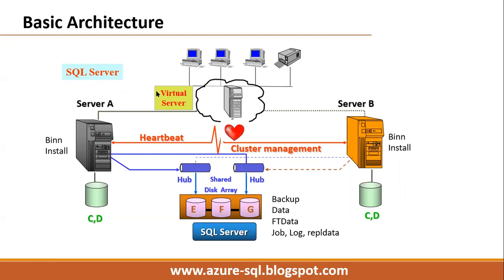The applications are connected through which link? The virtual link, or virtual server, which is registered in the DNS server. Whenever an application submits a request through the virtual server, it verifies which node is currently active and submits the request to that active node. This active node will process the queries with the databases present in the storage, right?